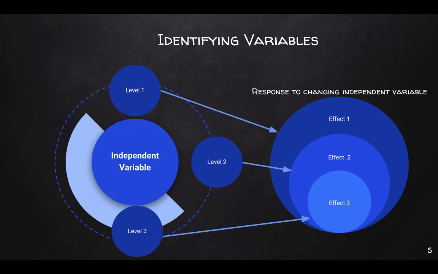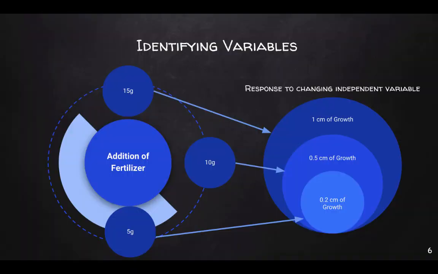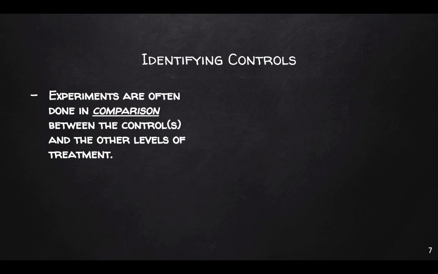A term that we will be using in our experiment is levels. Levels, also known as treatments, show how changing the independent variable will alter the dependent variable. Each level should produce a different effect on the dependent variable. We've decided that our independent treatments will be 5, 10, and 15 grams of fertilizer. These treatments will provide us with different rates of plant growth. We think. But don't plants grow without fertilizer anyways?